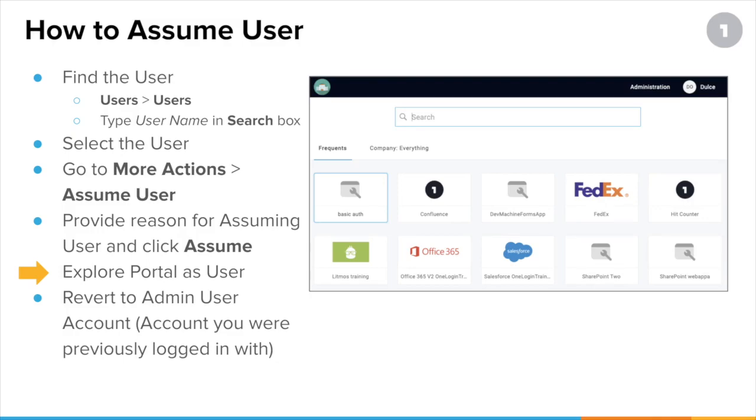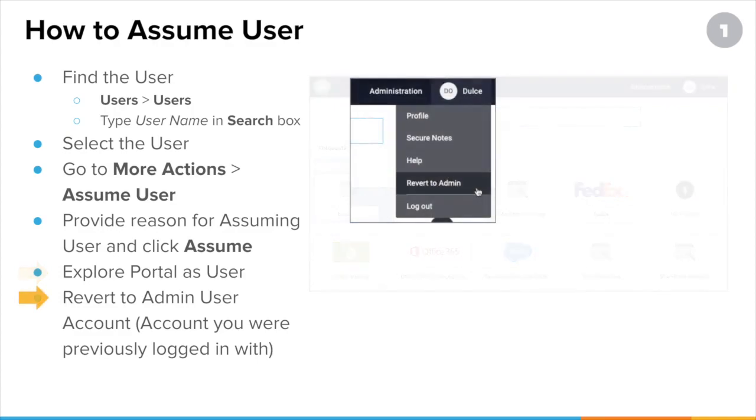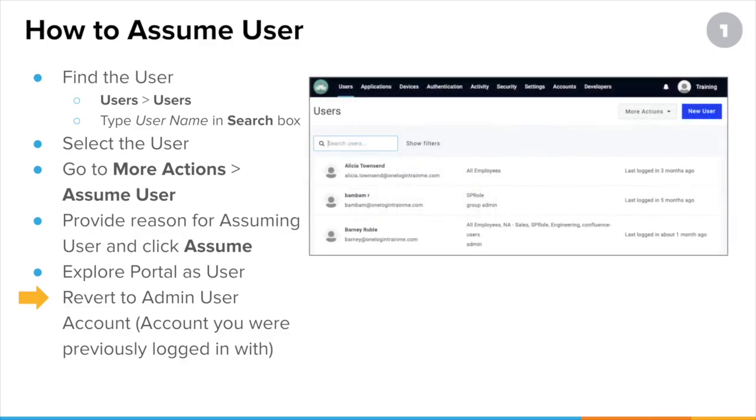Once you are done doing what you need to get done, you can click on the account icon, like for Dulce, in the upper right-hand corner there and revert to your main admin privileges, kind of like logging out as them. Okay.